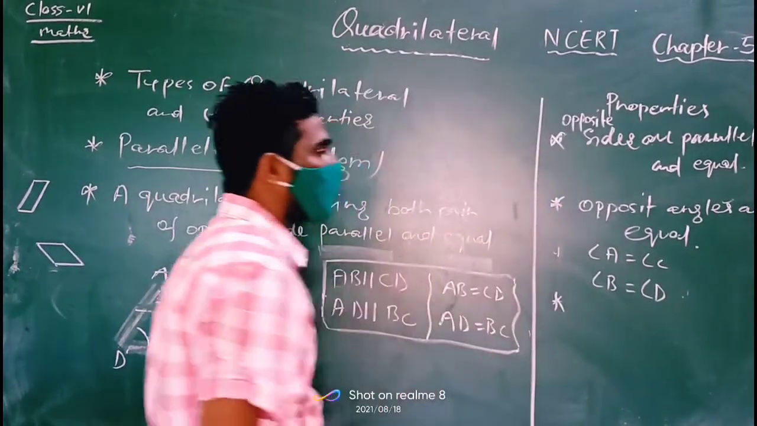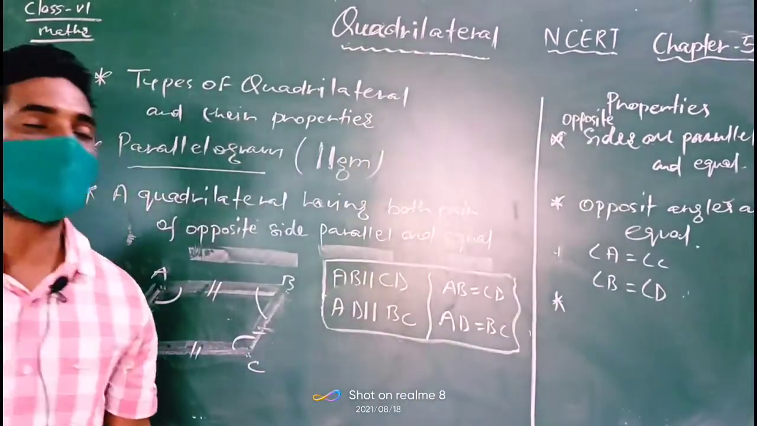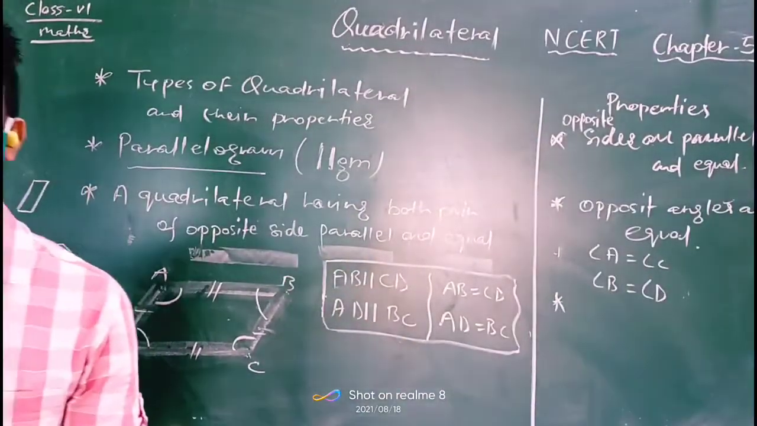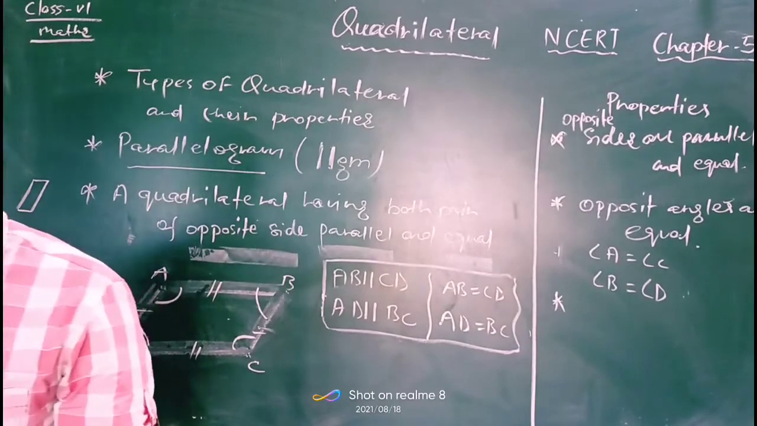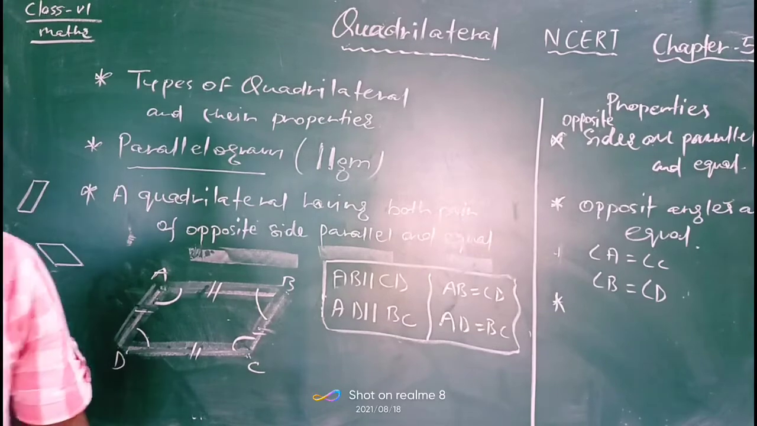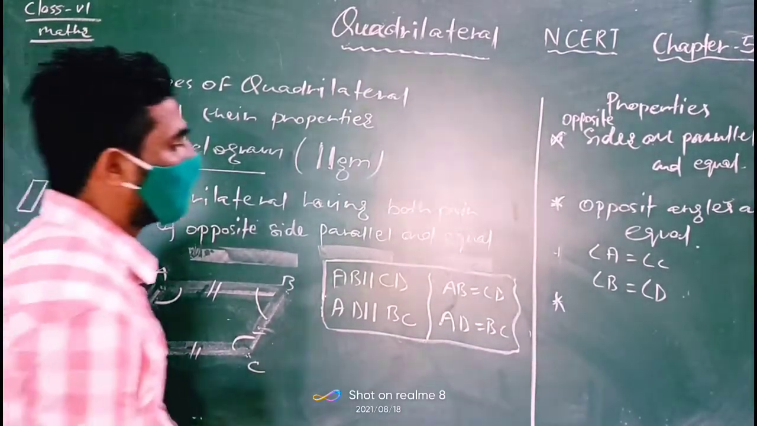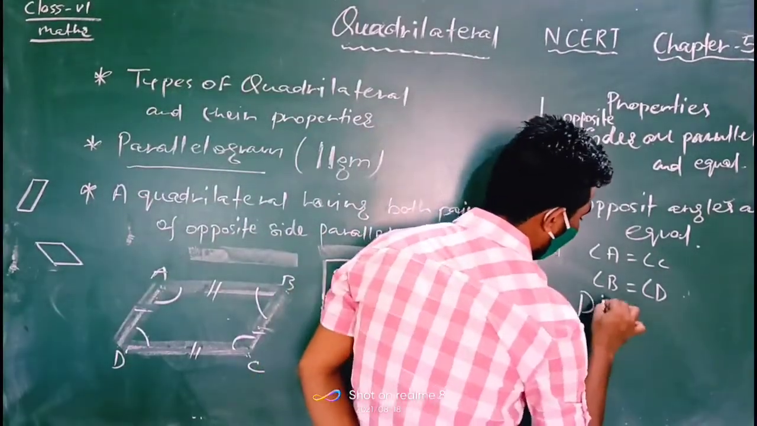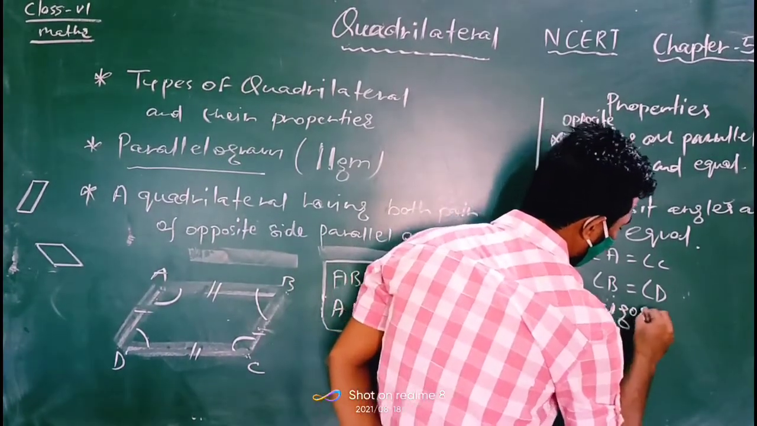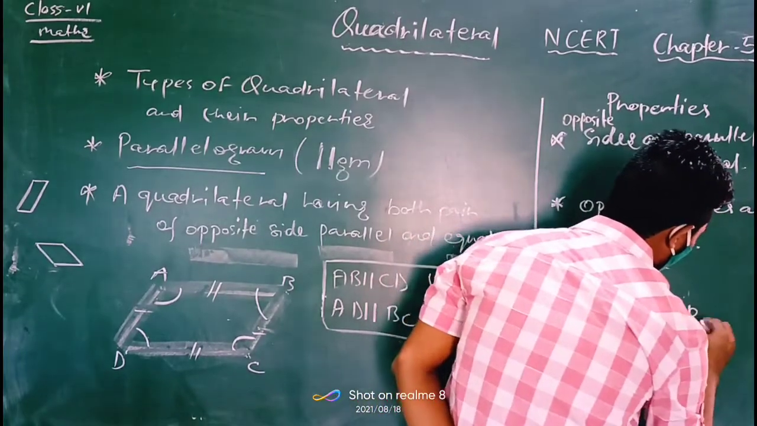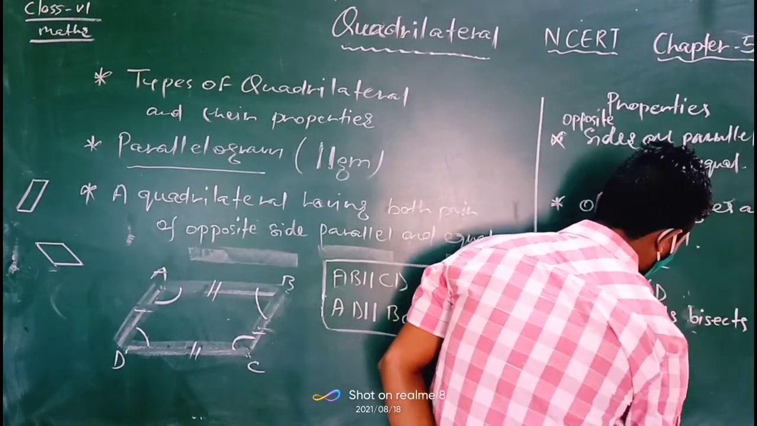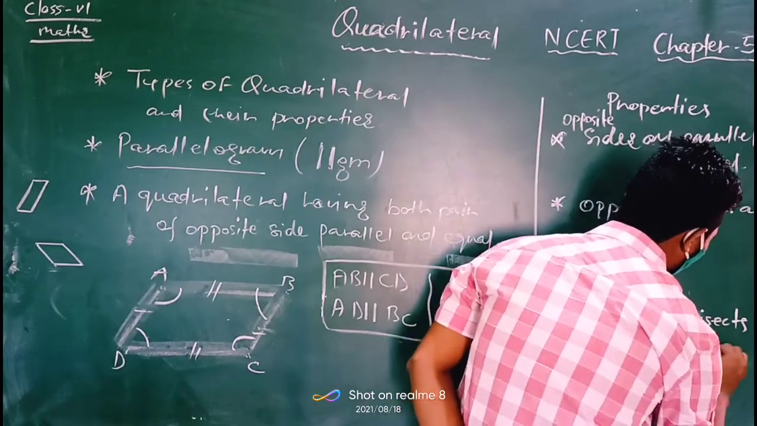If you talk about the third property, then in a parallelogram, what is that? Diagonals bisect each other. So in that you can write, the diagonals bisect each other. And what are those diagonals?